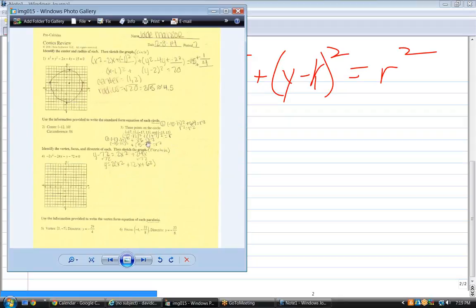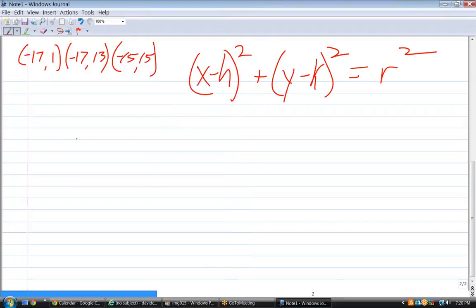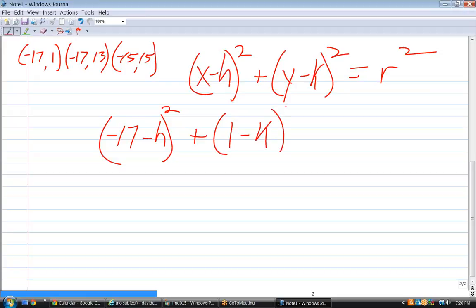Let me take a look at what your teacher did. Yeah, that's what he's doing also. In other words, there's equation 1, and somewhere 2 and 3 are going to come along. But let's do it. What's my first equation going to be? Negative 17 minus h squared plus 1 minus k squared equals r squared. There's equation number 1.